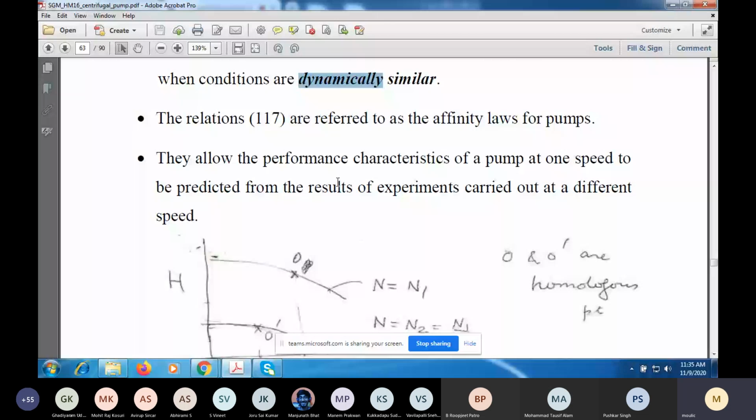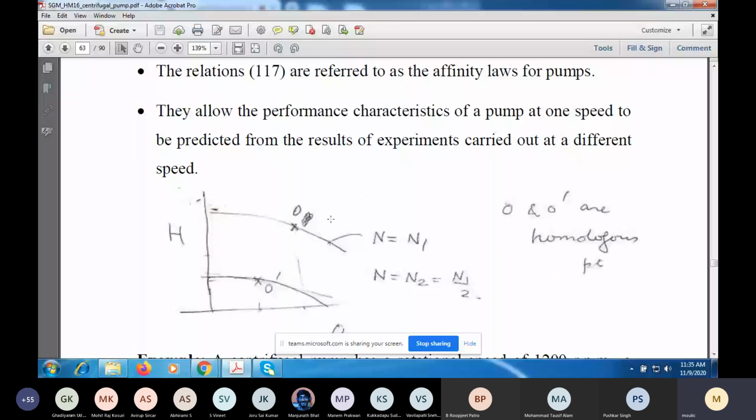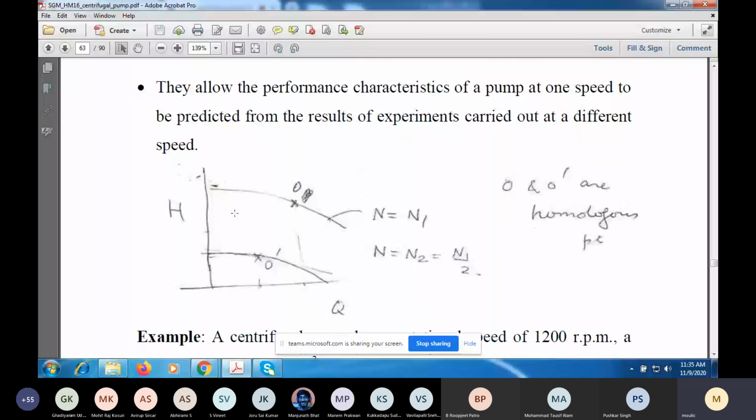So for example, if you know the characteristic at one speed, say n equal to n1, suppose I plot H versus Q here. So this Q is the flow rate. And I want to predict the results at n equal to n2, which is say n1 by 2. So I have looked at 2 points here, O and O prime, which I am calling homologous points. So if you find the flow coefficient at point O and the flow coefficient at point O prime, they will be the same.